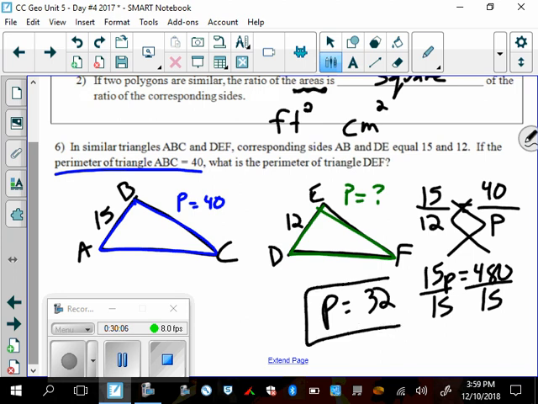All right, I got a perimeter of 32. Hopefully if it was multiple choice, you'd notice the blue triangle is bigger, so you'd pick something smaller than 40. But that's a big idea for right now.